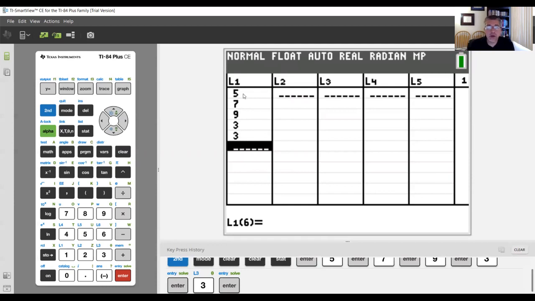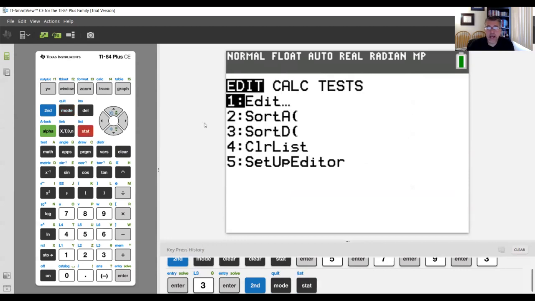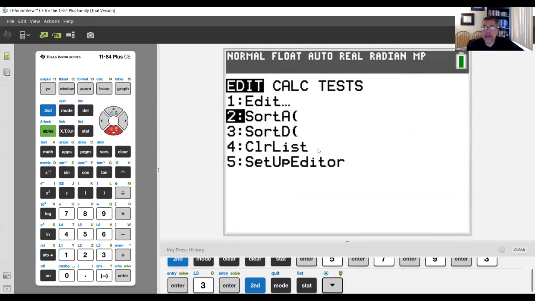And so what I'm going to do is go second quit and quit out of that. Second quit, okay, second mode, that will quit out of that application. And then I'm going to go back to the stats key, and you see where it says sort A here? Sort A in number 2. It's sort ascending. Ascending means going up, like you're ascending a flight of stairs. So we're going up, sort ascending.